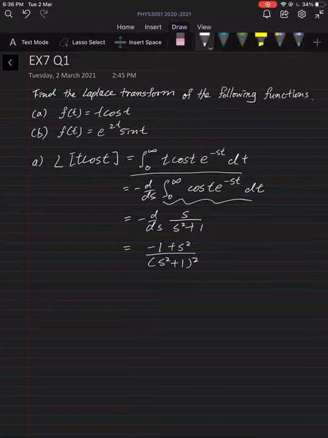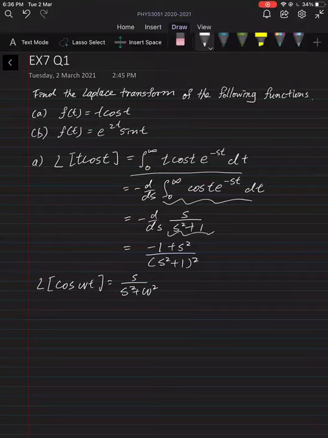So let me remind you the Laplace transform of a cosine function: for cosine omega t, the Laplace transform is s over s squared plus omega squared. So we have omega equal to 1 here, so we have s over s squared plus 1.